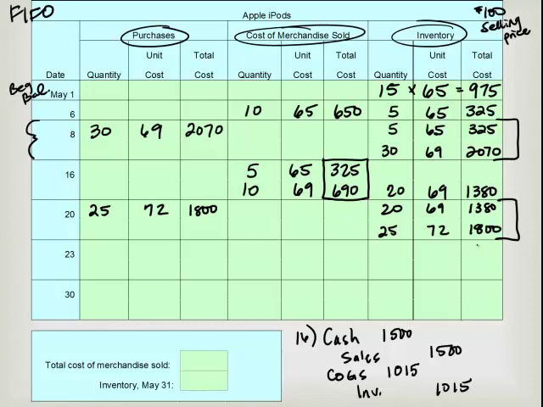On the 23rd, we sold 25 units. Which 25 did we sell? 20 of the 69, and 5 of the 72. That leaves 20 of the 72.